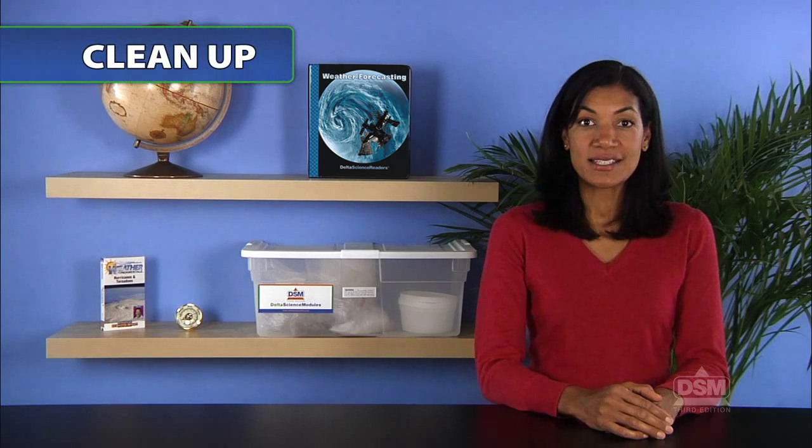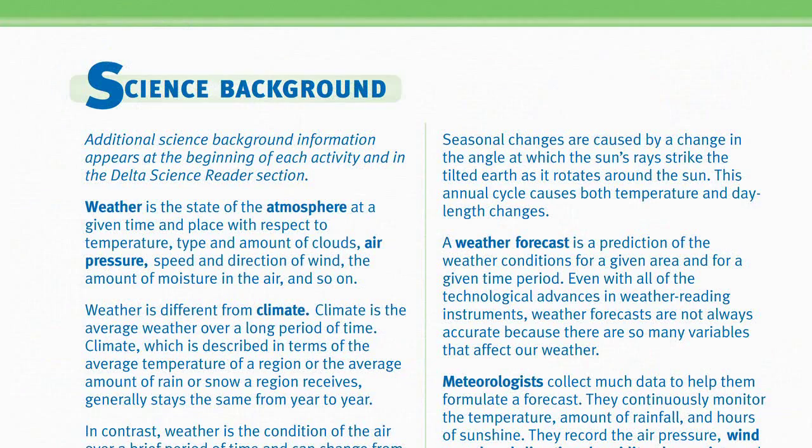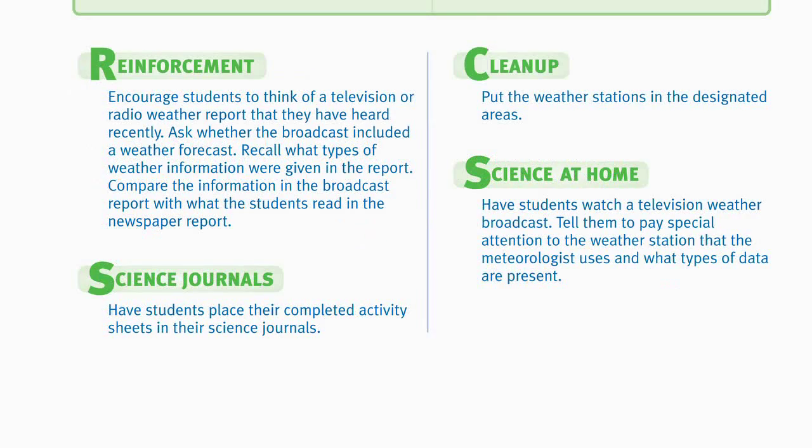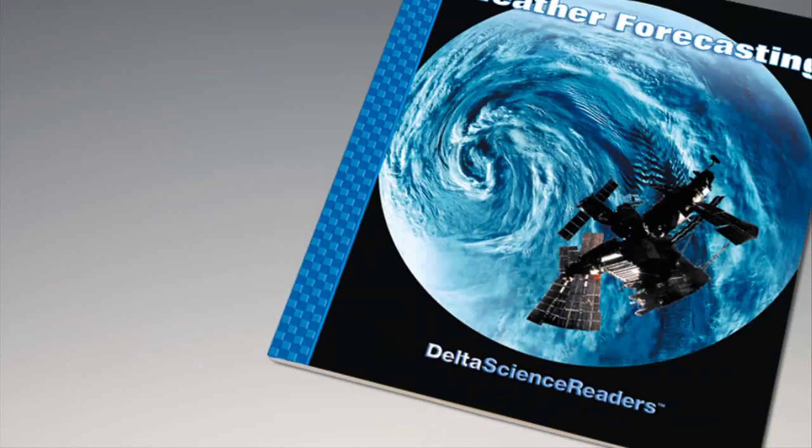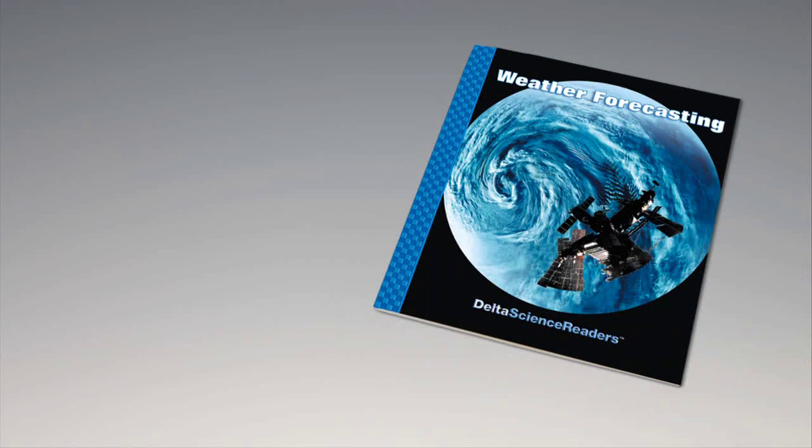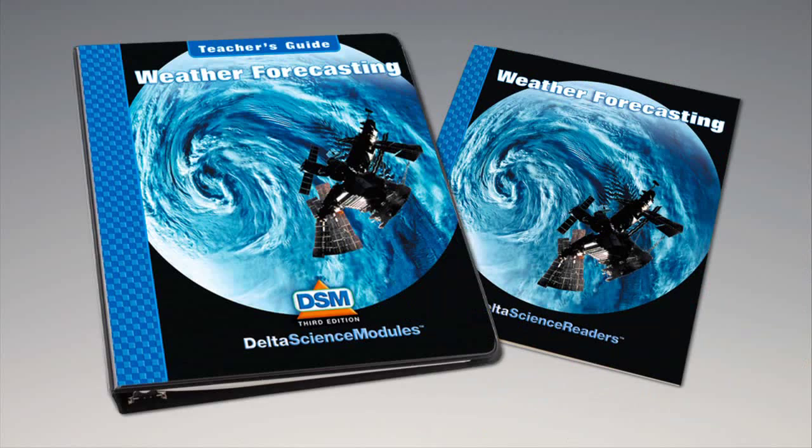To conclude the activity, discard the water, ice, and the used matches. Have students return the tumblers, lids, and pieces of black paper to the kit and their weather stations to the designated areas. For science background, reinforcement activities, curriculum connections, and information about the Delta Science Reader, please consult your DSM Teacher's Guide.